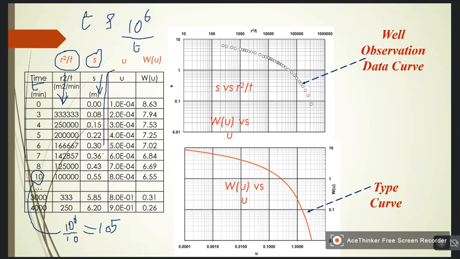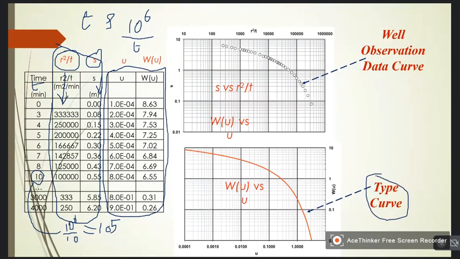This you need not bother. Just they are shown here. Now what you do is, you plot this on a log sheet. Now you take a standard type curve. A standard type curve is available. Otherwise, you have to prepare it yourself and keep it.